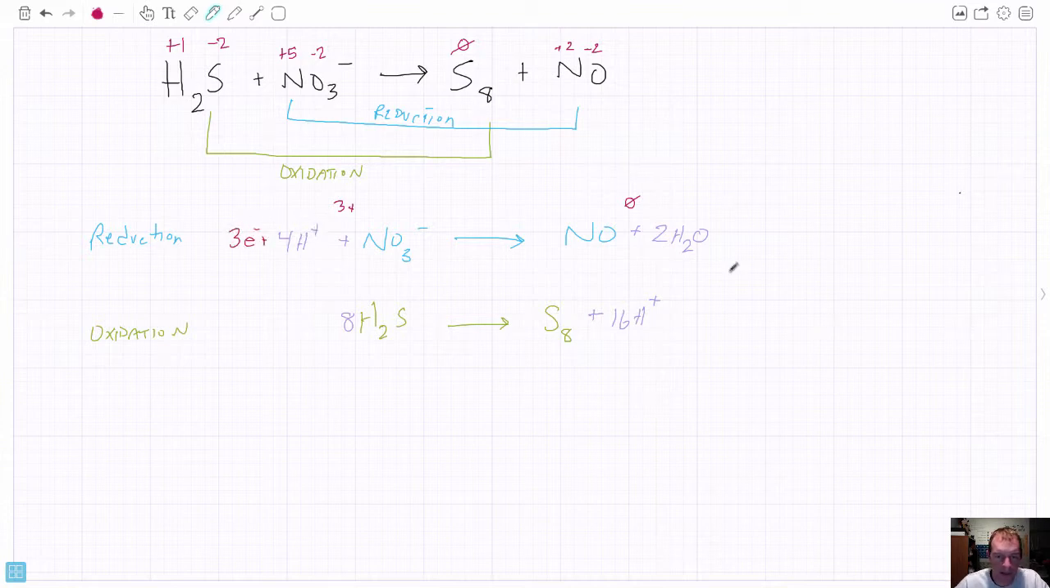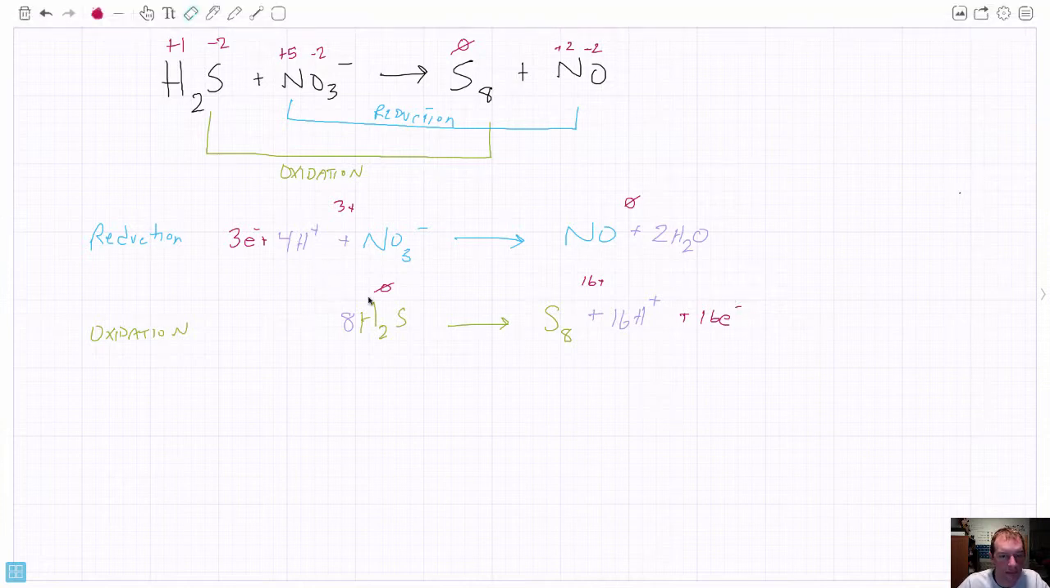Okay, let's take a look at the second half reaction. We've got 0 on the reactant side and 16 plus on the product side. So we've got 16 plus here, and we've got 0 here. We want those to equal out, and so therefore we're going to add 16 electrons on this side of the half reaction right here, which will balance that out.